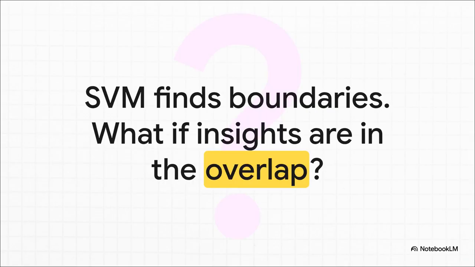So we've seen how SVM is this incredible tool for finding the sharpest, clearest boundary possible. But that leaves us with this one last thought to chew on. What happens if the most important story isn't about the separation at all, but about what's happening in the messy overlap?